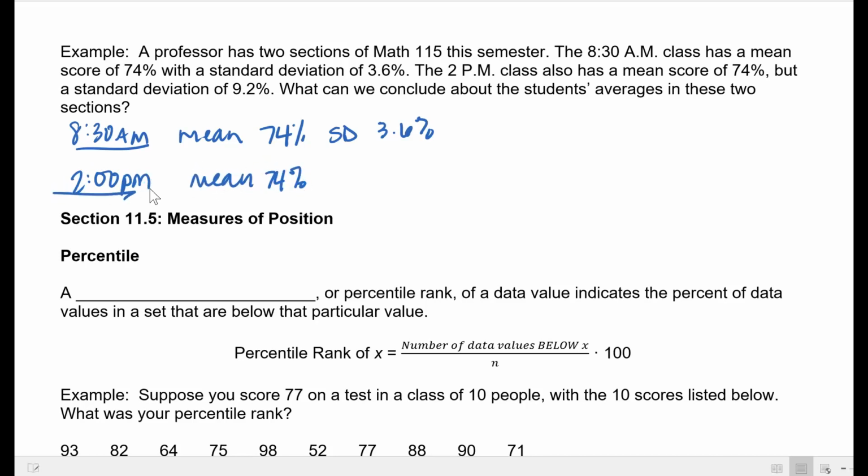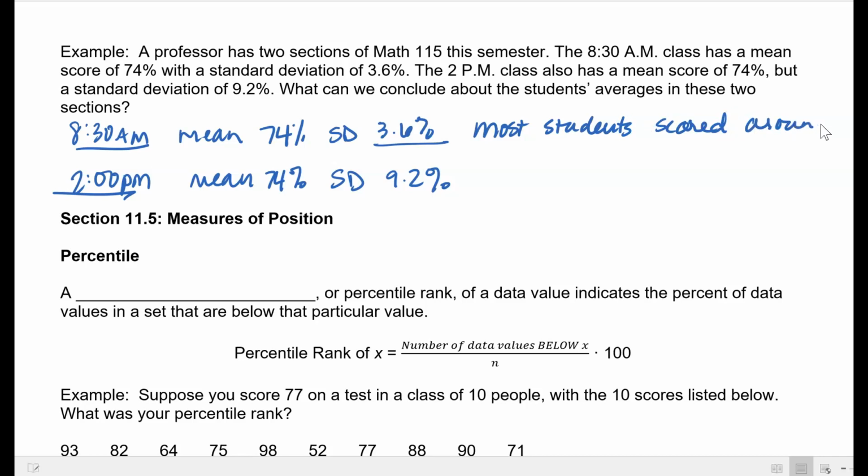If you only had the means, you would think, okay, they scored the exact same, but not so fast. That class has a standard deviation of 9.2. What can you conclude about the students' averages in these sections? I would say, in this first section, the standard deviation is a lot smaller than it is for the second class. So I would say most students probably scored around 74.